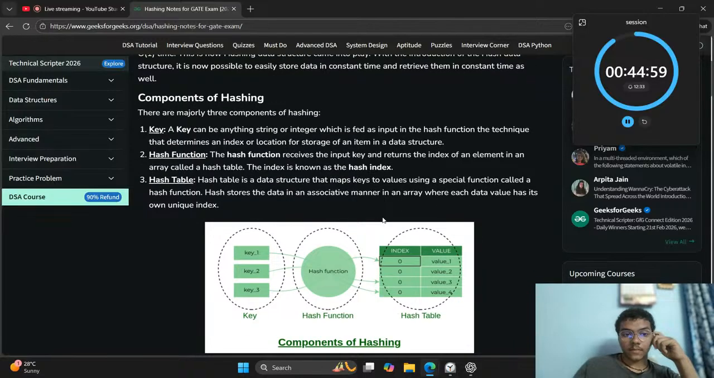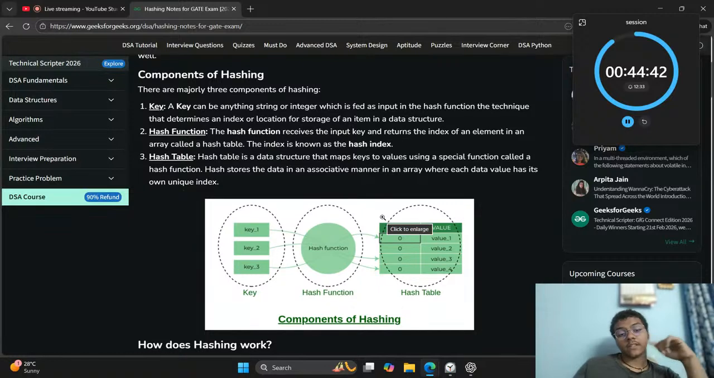Components of hashing. There are majorly three components of hashing. Key. A key can be anything, string or integer, which is fed as input in the hash function, the technique that determines an index or location for storage of an item in the data structure. Hash function. The hash function receives the input key and returns the index of an element in an array called a hash table. This index is known as a hash index. Hash table. Hash table is a data structure that maps the values using a specific function called a hash function. Hash stores the data in an associative manner in an array where each data has its own unique index.